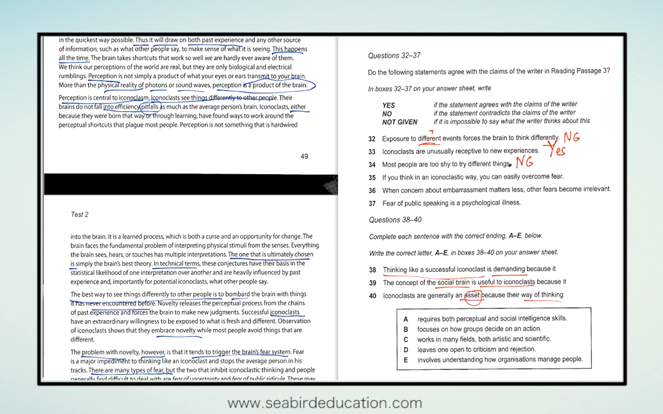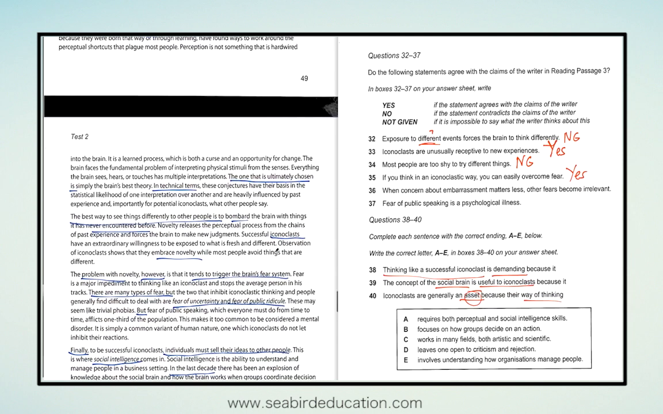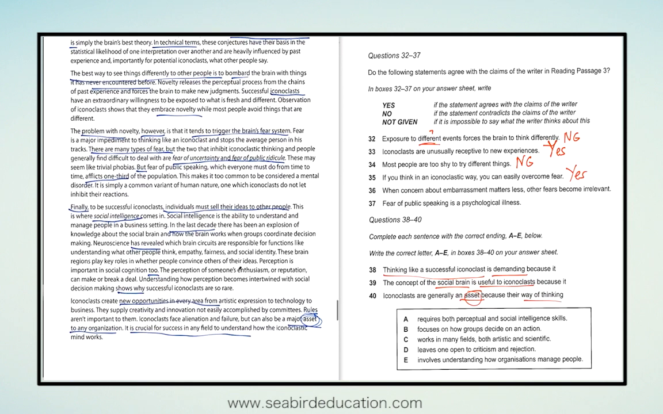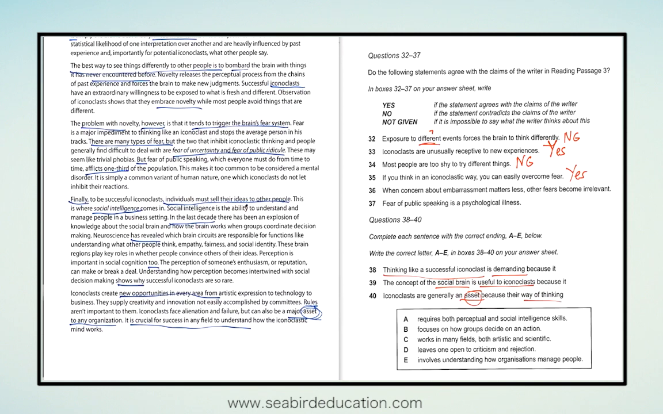If you think in an iconoclastic way, you can easily overcome fear. Yes, because I'm running out of time. When concern about embarrassment matters less, other fears become irrelevant. I've got 4 minutes. Public speaking, here it is. Affects one third of the population, but that's different things, okay. Other fears become irrelevant. I think that's not given because there's no mention about it. It doesn't matter less. They just mentioned it here, but it doesn't matter less.